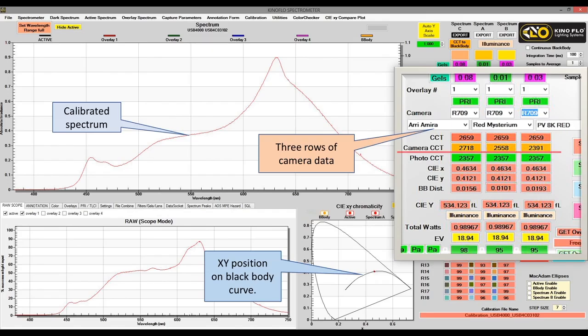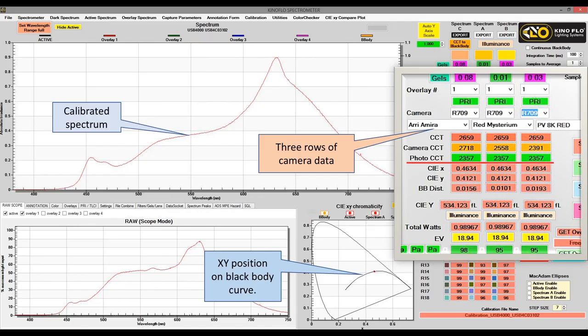The camera CCT is really interesting. And this kind of data is what really got us going, because we're saying the way the camera would see that light source. So the Amira was actually seeing it at 2700. The Mysterium was actually seeing that same light source at 2500 Kelvin. So it was actually rendering it warmer. And the Panavision was rendering it yet warmer than the other two cameras.